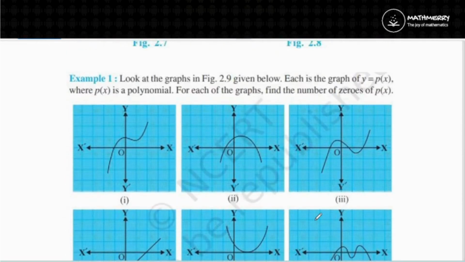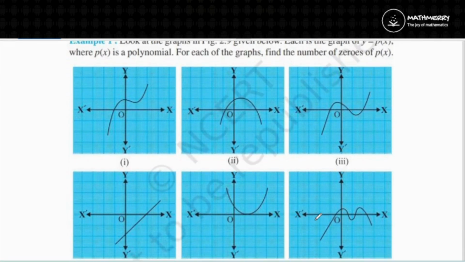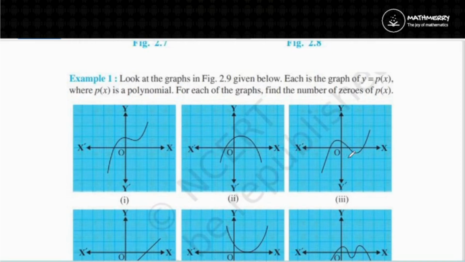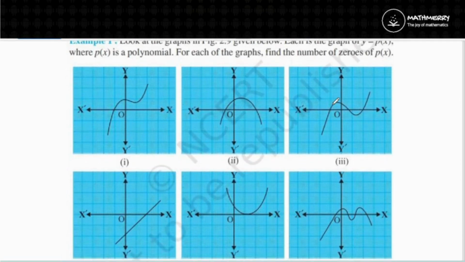Now, this is our first question, example 1. Some pictures of graphs are given. We have to, for each graph, find the number of zeros of p of x. Now, for this first one, how many zeros are possible? You only have to look at the x-axis. The graph touches the x-axis at one point only. So, one solution is possible.